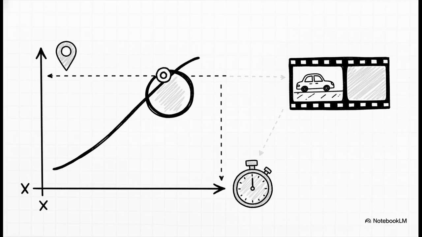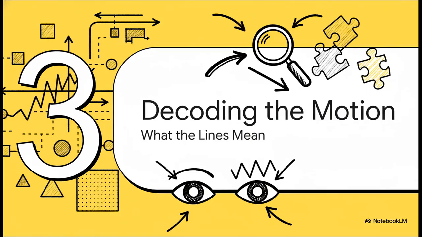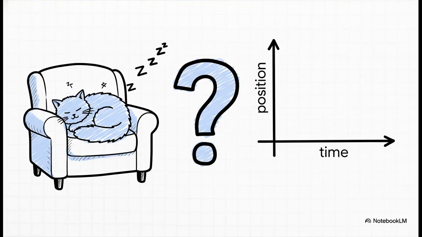And this is the part that's so powerful. Every single dot on that line isn't just a random point. It's a precise moment. It tells you, at this second, the object was at this exact spot. You can think of the whole line as a movie of the journey, and each point is a single frame from that movie. All right, we know the rules of the road. Now for the fun part, let's start decoding the motion. The different shapes the line can make, flat, slanted, curved, they're like a secret code, and we're about to crack it.